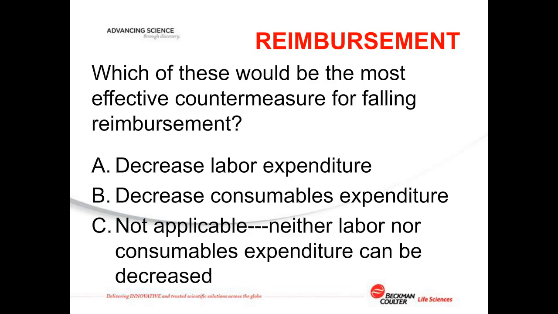So your options are to decrease labor expenditure, or decrease your consumables expenditure. I don't give you an option to decrease both. You have to pick one. Or maybe you are a nihilist and feel that you can't actually affect either one, in which case you'd say not applicable. But I expect most of you figure that you can either decrease the amount of money you spend on labor or decrease the amount of money you spend on consumables, and thereby hopefully offset some of the decreased reimbursement.